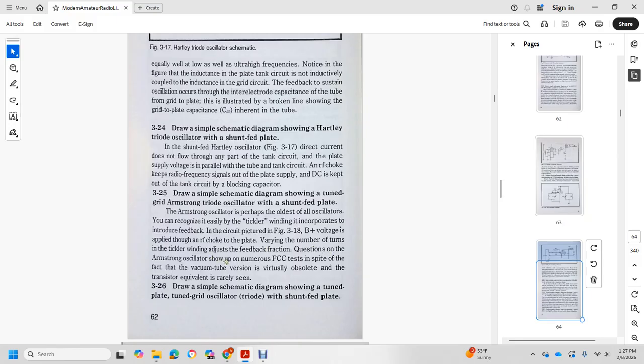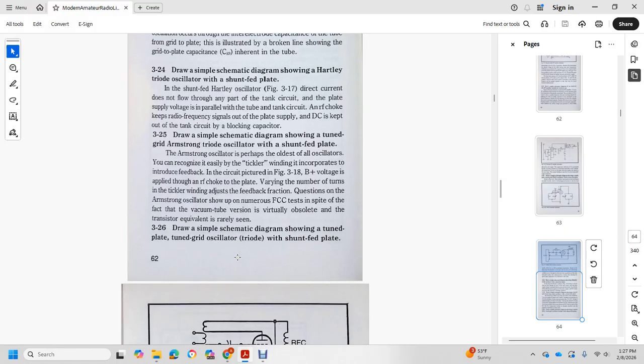The Armstrong oscillator is displayed in numerous Federal Communications testing questions, even though the vacuum tube version is virtually obsolete and the transistor equivalent is rarely seen.